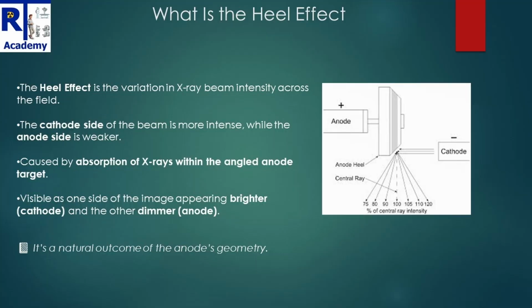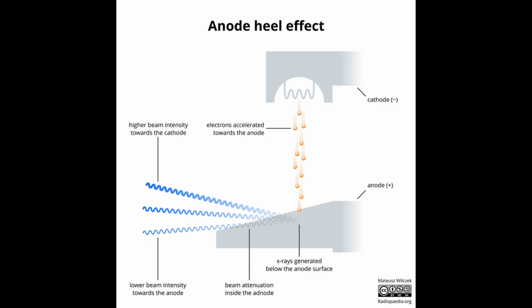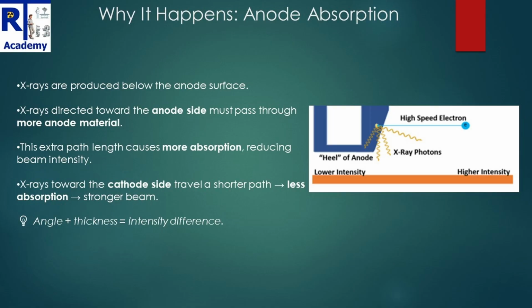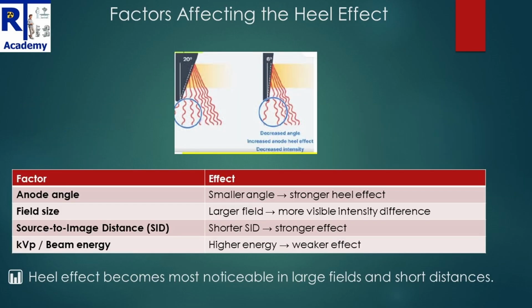Now, let's focus on the heel effect itself. Because the anode is angled, X-rays traveling toward the anode side must pass through more metal, so part of the beam is absorbed. On the other hand, X-rays leaving toward the cathode side pass through less material and are therefore more intense. Think of shining a flashlight through a piece of glass that is thicker at one end. The thicker side lets less light through. That's essentially the heel effect.